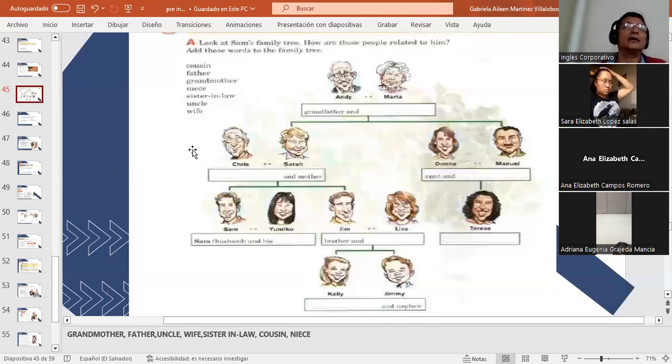Okay, let's start warming up this class. I want you to say two members of the family using vocabulary. What is the teacher asking? I'm asking you to remember the relationships, like brother, sister, mother, brother-in-law, stepfather, and that kind of words, okay? So Sarah, tell me two members of the family.